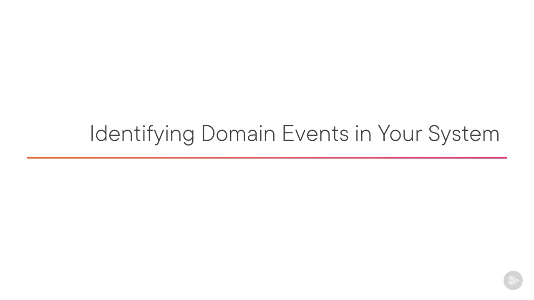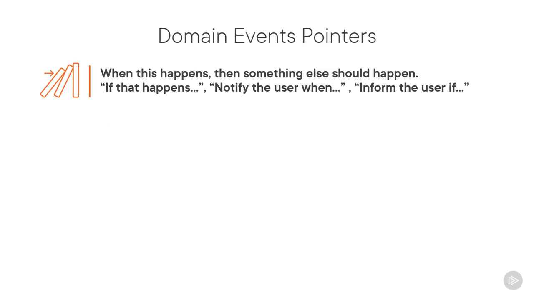Be especially attentive to these kinds of phrases when discussing the application with your domain experts. When this happens, then something else should happen. If that happens, notify the user when, or inform the user if. These types of phrases frequently refer to situations that are important to the domain expert, the system, or the user. It might therefore be worth modeling these types of things as domain events. You may also discover behavior in the application that will benefit from being treated as domain events that maybe the domain expert isn't initially aware of.